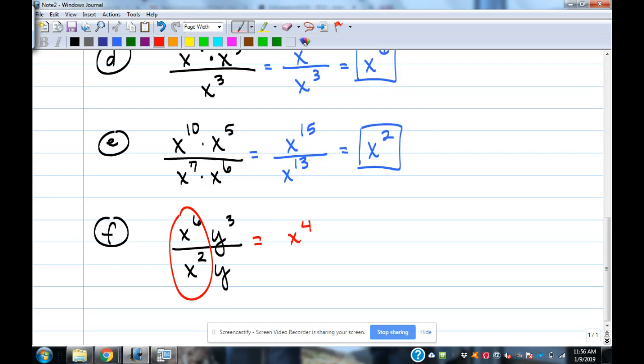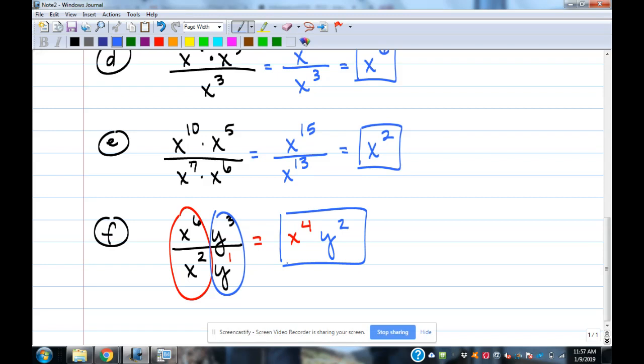What about the y's? Yeah, I could do those, right? And it's division, so what am I going to do with them? Subtract them. And what's the exponent on this y in the bottom that doesn't have one? It's an understood 1 that's there. So when I take those two together, and I've got that 1 exponent, it's 3 minus 1, right? So that'd be y squared. And we end up with that answer. x to the 4th, y squared. Nothing else to it.